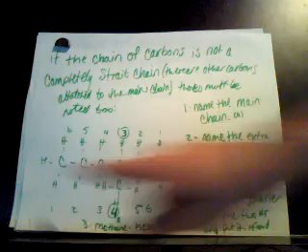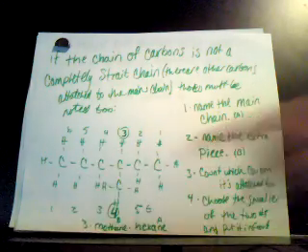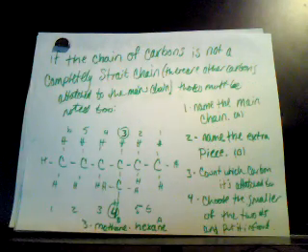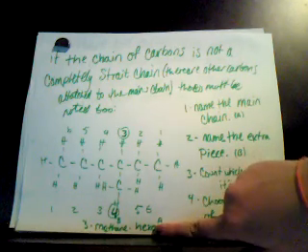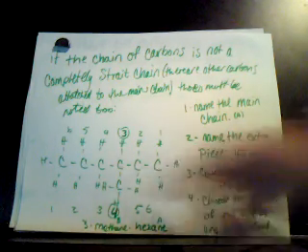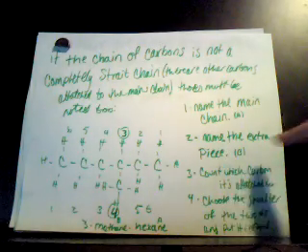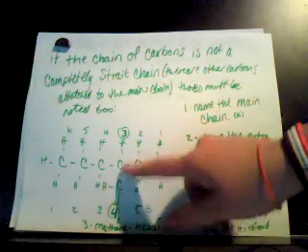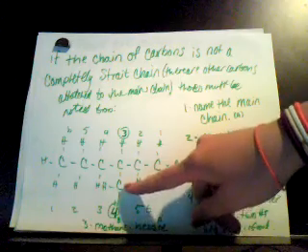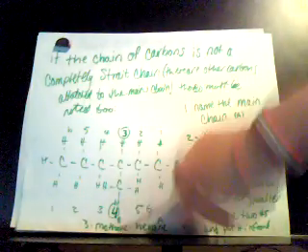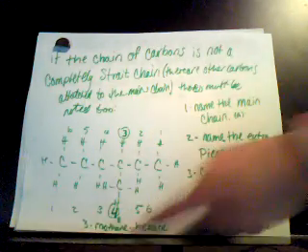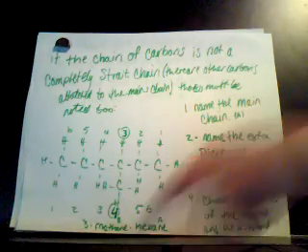Count them. 1, 2, 3, 4, 5, 6. The prefix for 6 is hexa. They're all single bonds, so the ending is ane, hexane. Then you name the extra piece. It's just one carbon that's extra from the group, and one is meth, and it's a single bond, so it's ane, methane.